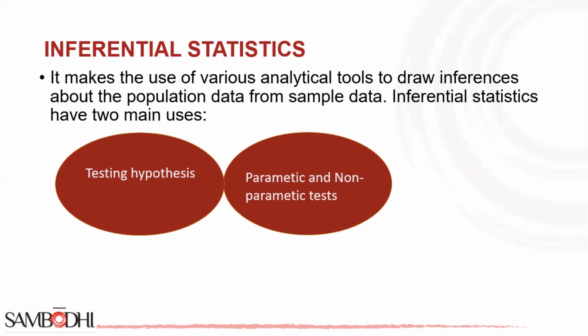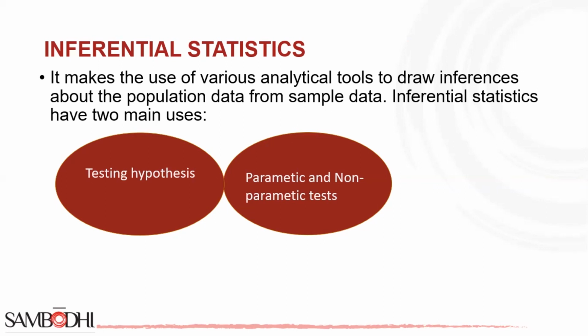Example, the sample mean is used to make inferences about the population parameters. Inferential statistics is a branch of statistics that makes use of various analytical tools to draw inferences about the population data from sample data. Apart from inferential statistics, descriptive statistics forms another branch of statistics. Inferential statistics helps to draw conclusions about the population, while descriptive statistics summarizes the features of the data set.